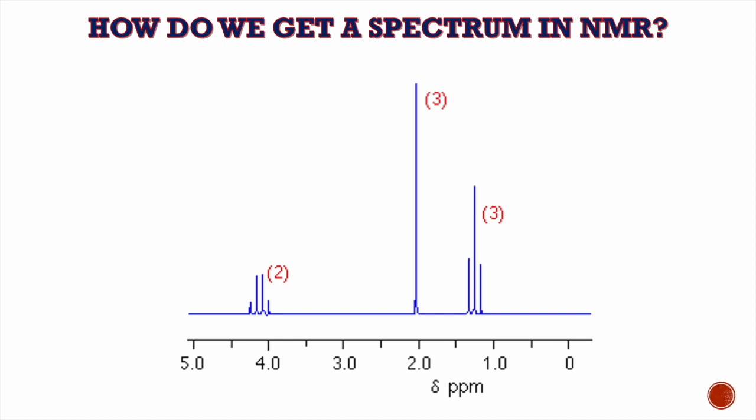Basically, the frequency at which a proton absorbs depends on the magnetic field which that proton feels. It depends upon the effective magnetic field felt by that particular proton, which is not exactly the same as the applied magnetic field. Now the question arises, why does the magnetic field experienced by a particular proton differ from the applied magnetic field?